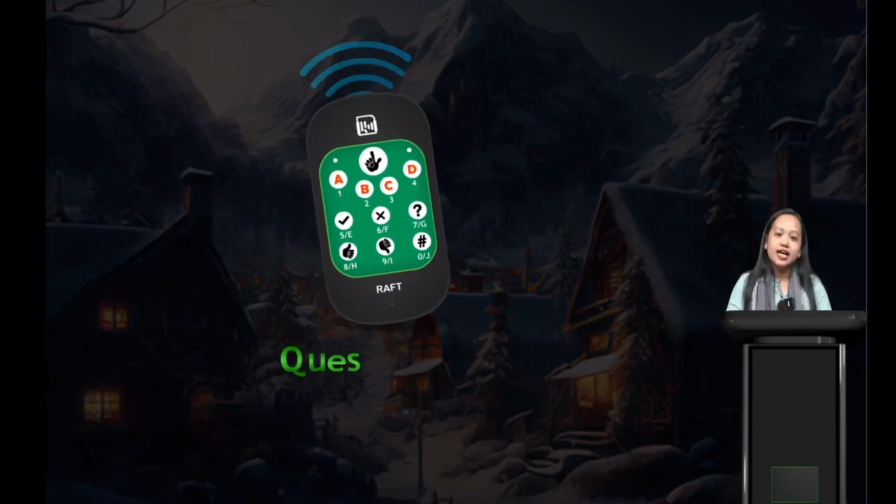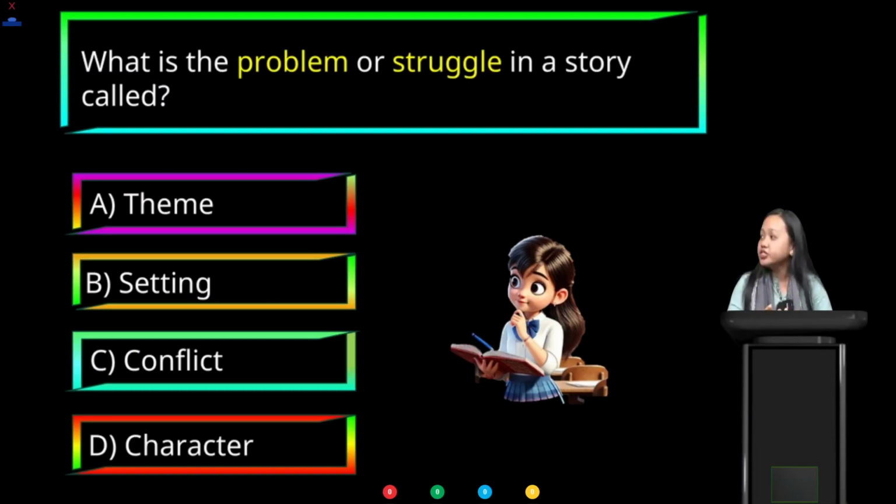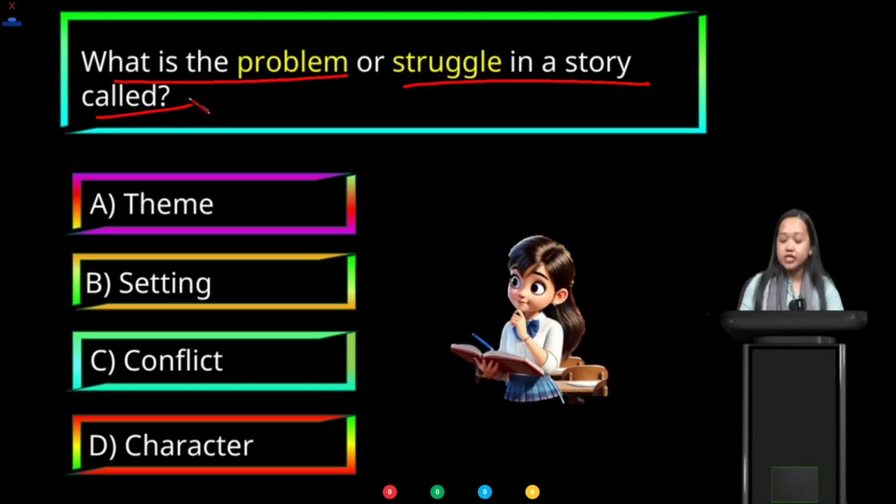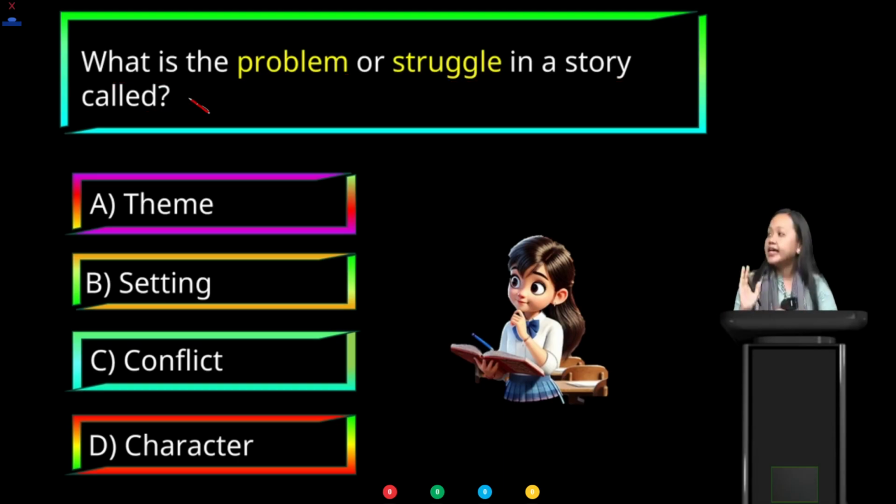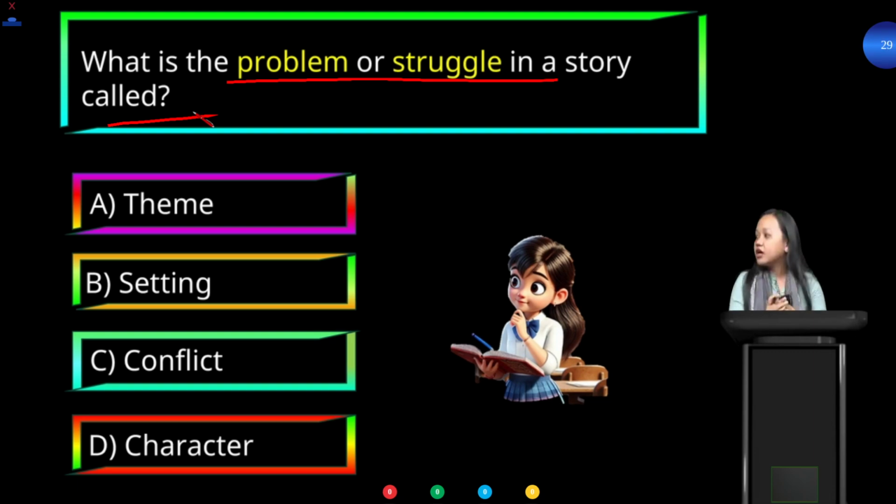Now, this is the second question of today's class. Let's see if you all can answer this question. Now, what does it say in the question? What is the problem or struggle... Okay, you have to select one correct answer according to the question. I'm giving you 30 seconds. Okay, your time starts now.